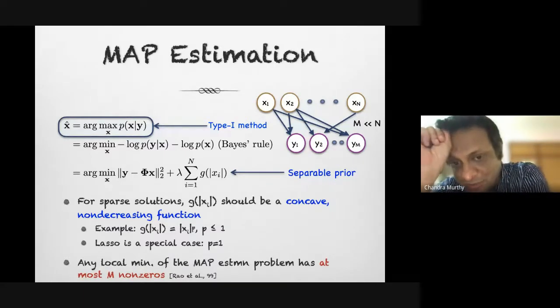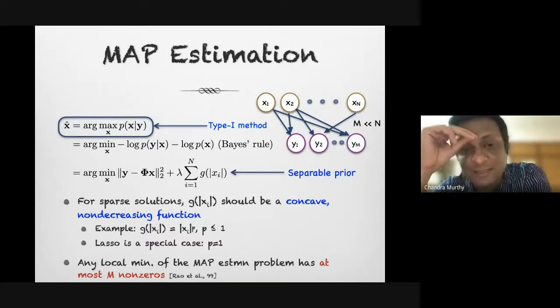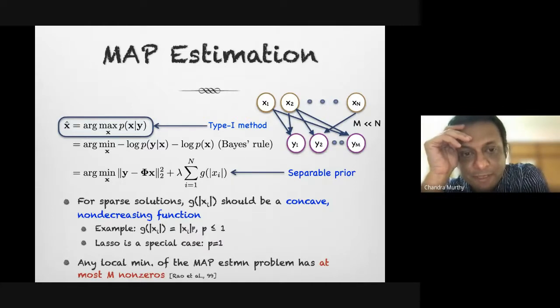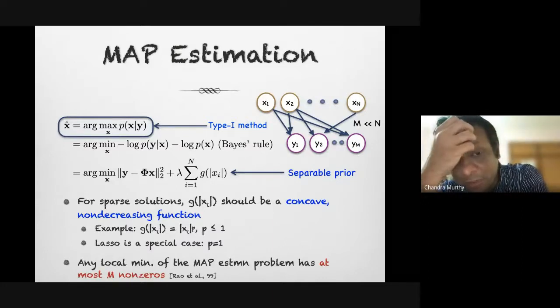And typically you assume that this density of x is symmetric about 0, so it's written as g of mod xi. This lambda factor simply accounts for the trade-off or the importance you want to give to the first term and the second term. If lambda is very large, it will only try to minimize the second term because the first term doesn't matter much to the minimization. If lambda is very small, you're giving the prior very little weight and you're focusing on trying to make y equal to phi x.